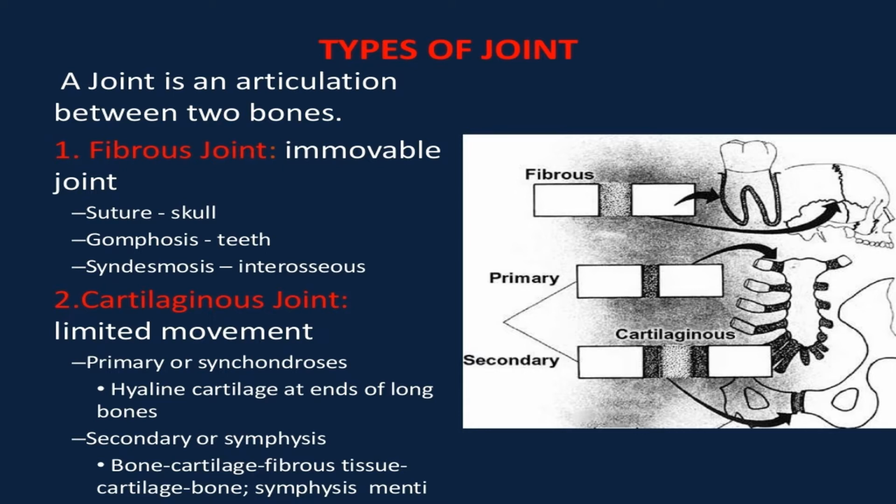First, fibrous joint, an immovable joint: suture in the skull, gomphoses in teeth, syndesmosis, interosseous. Second, cartilaginous joint, with limited movement: primary or synchondrosis, with hyaline cartilage at the ends of long bones; secondary or symphysis, bone, cartilage, fibrous tissue, cartilage, bone, as in the symphysis menti.